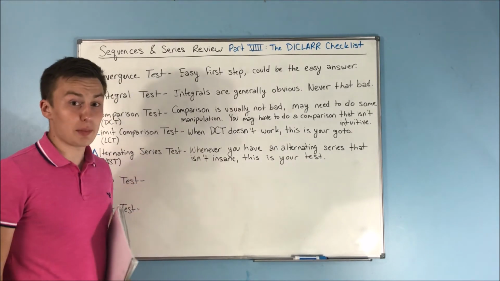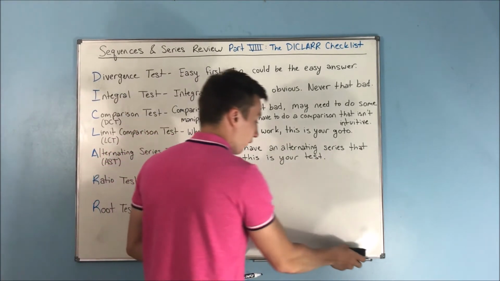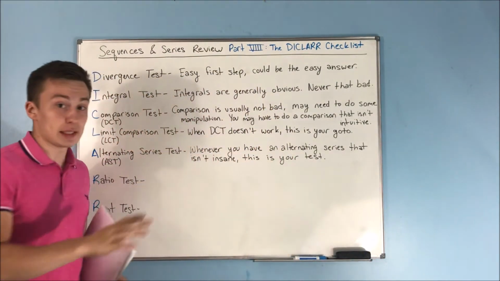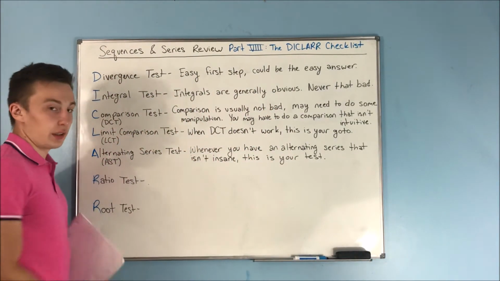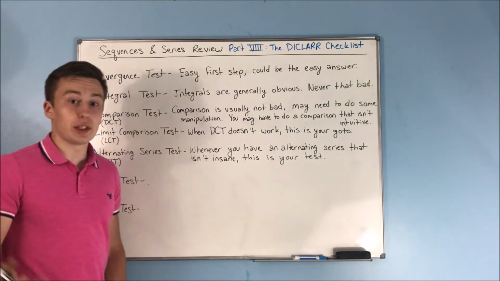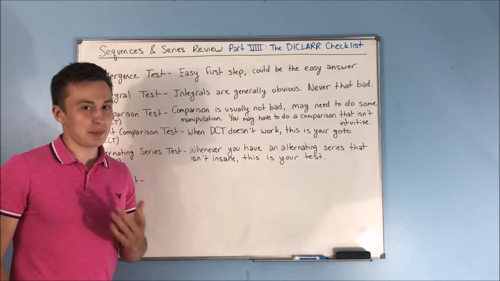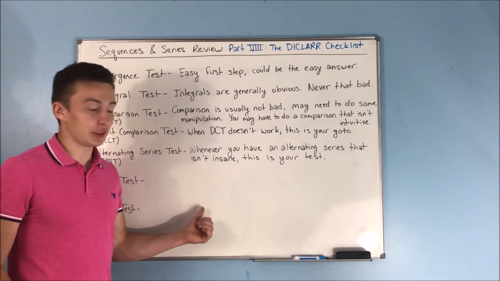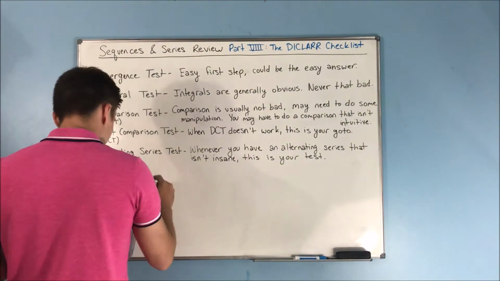If there's a bunch of other stuff thrown in there, like I'm saying, if you have an alternating series that happens to be insane, definitely you're going to want to move on to the ratio test, okay? I mean, maybe it is an alternating series test problem, but if it's something that looks pretty bad, I would definitely try the ratio test first.